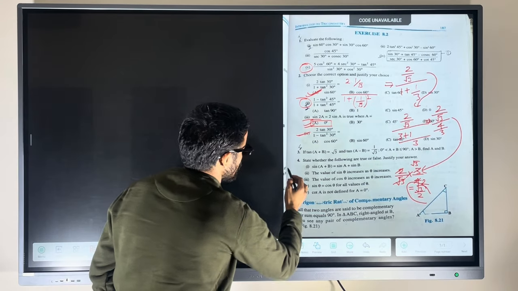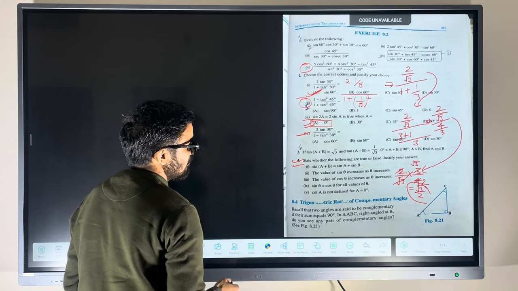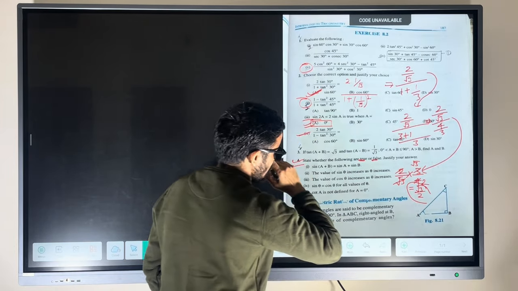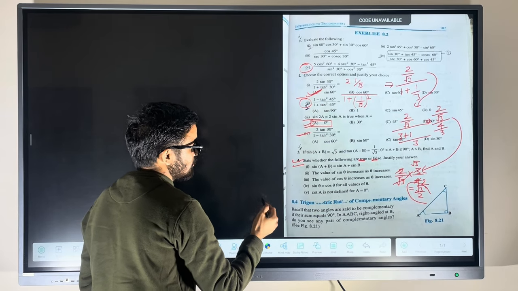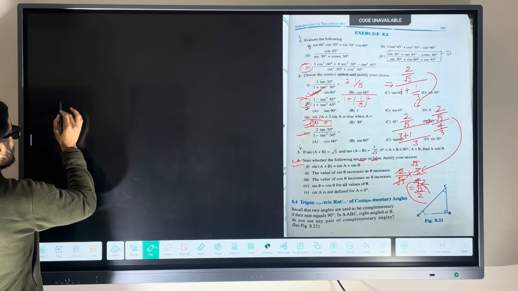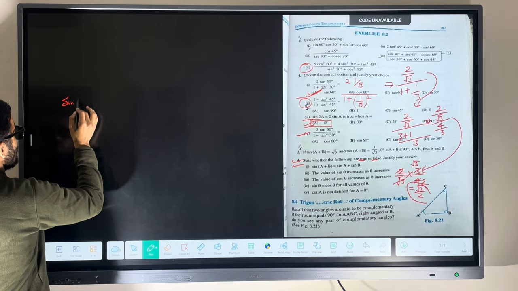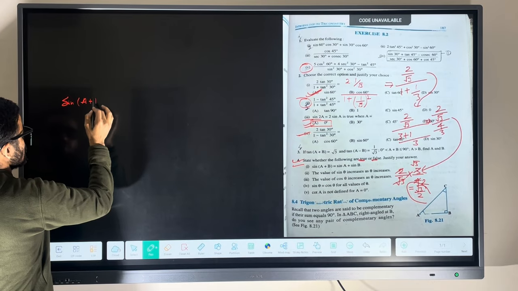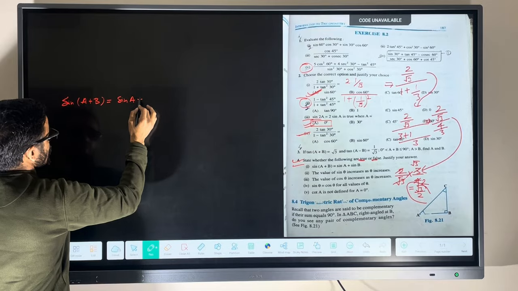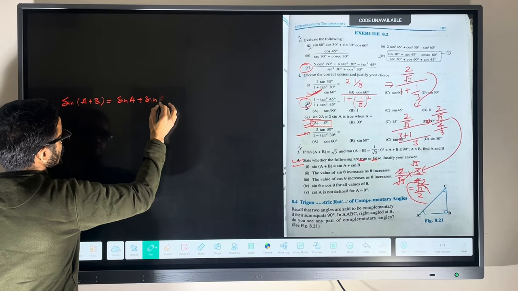Now see question number 4. Okay, so here we have some questions and we need to tell whether these are true or false, and justify. Sin A plus B is equal to sin A plus sin B.